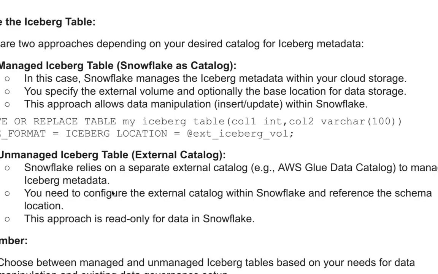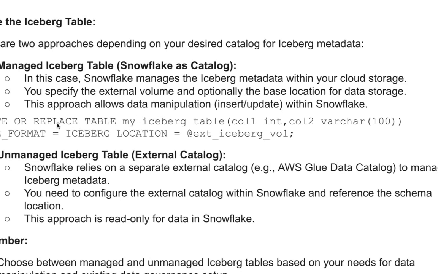Once we create the external volume, we are going to create Iceberg tables. As we discussed earlier, there are two kinds of Iceberg tables we can create in Snowflake. One is managed Iceberg and another one is unmanaged. In case of a managed Iceberg table, Snowflake manages the Iceberg metadata within the cloud storage. You specify the external volume and optionally the base location of the data storage. This approach allows data manipulation, insert and update, within Snowflake.